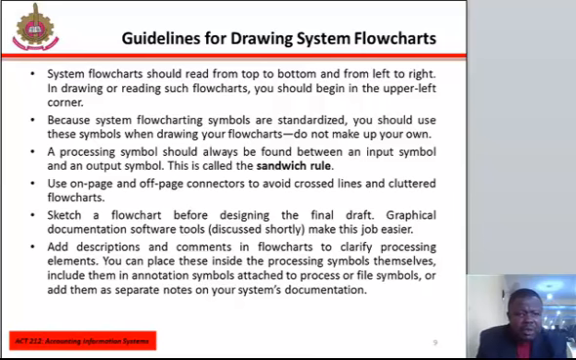Use on-page and off-page connectors to avoid crossed lines and cluttered flowcharts. Sketch a flowchart before designing the final draft. Graphical software tools make the job easier. Add descriptions and comments in flowcharts to clarify processing elements. You can place these inside the processing symbols themselves, include them in annotation symbols attached to process or file symbols, or add them in separate notes on your system documentation.